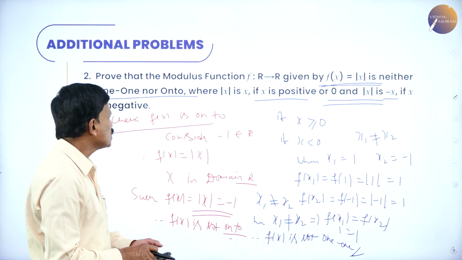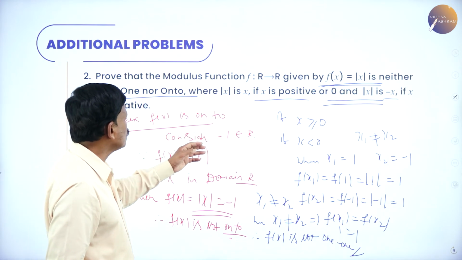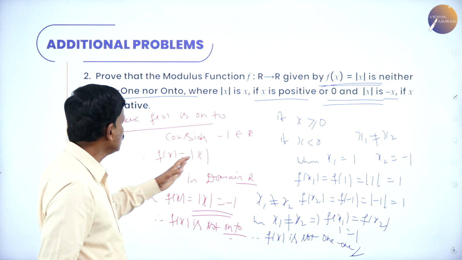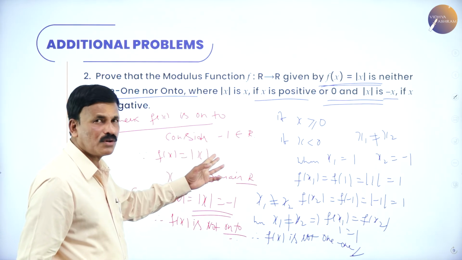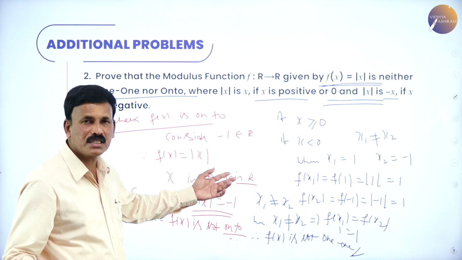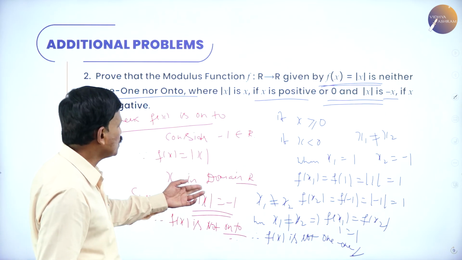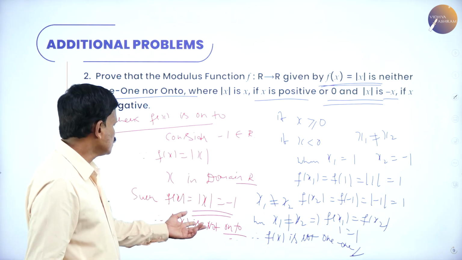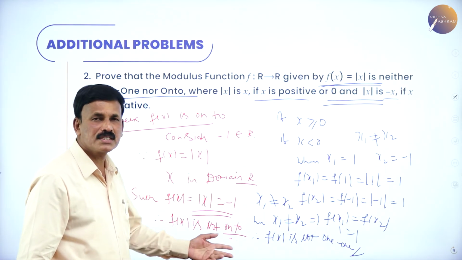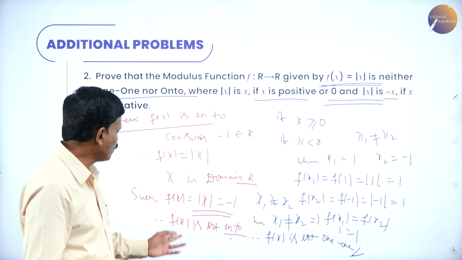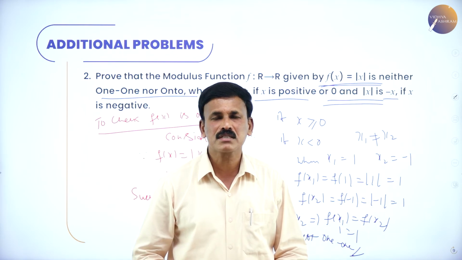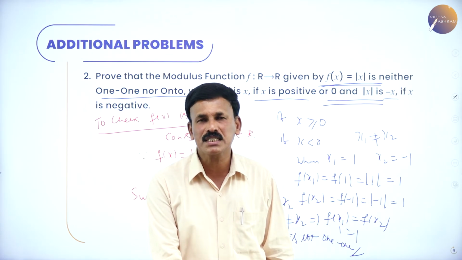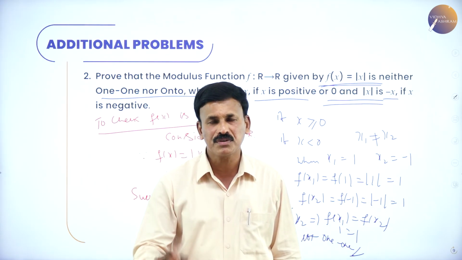Clear? See here. To check f of x is onto, consider minus 1 belongs to R. Since f of x is equal to mod x, the mod of minus 1 is positive. That means there does not exist any element in the domain R such that f of x is equal to minus 1. So f of x is not an onto function. Hence the modulus function is neither one-one nor onto.